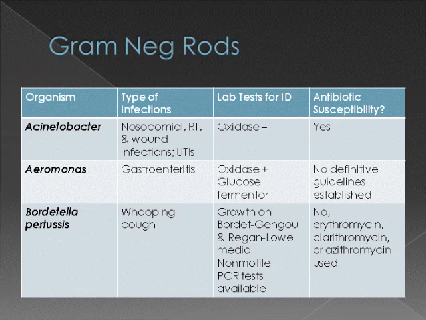Bordetella pertussis, whooping cough. It is grown on Bordet-Gengou and Regan-Lowe media. It is non-motile, and PCR tests are available for this organism. Susceptibility usually isn't needed, as erythromycin, clarithromycin, or azithromycin are usually used to treat Bordetella pertussis. Fortunately, we do have a vaccine for pertussis. This one is very catchy, so it's transmitted through respiratory secretions. So if you have to draw a patient that is known to have whooping cough, you would want to wear a mask.